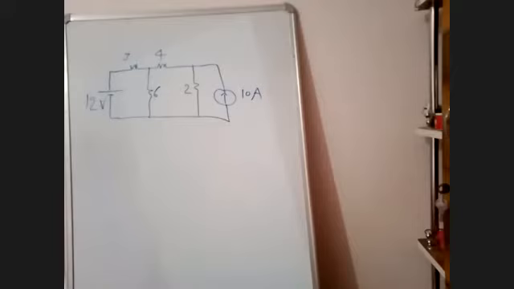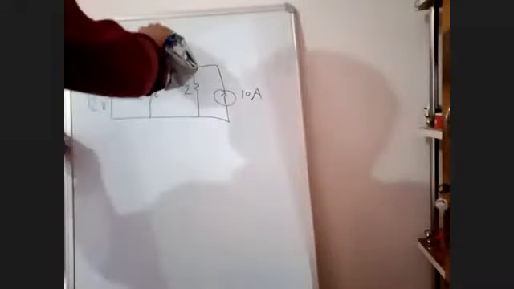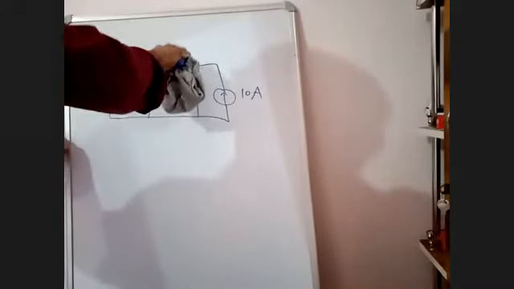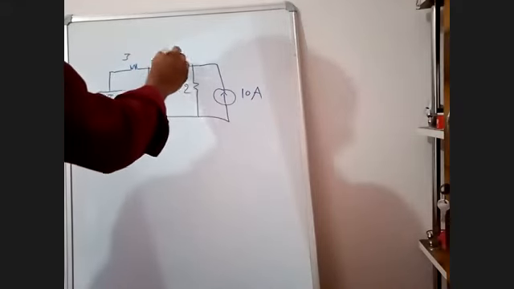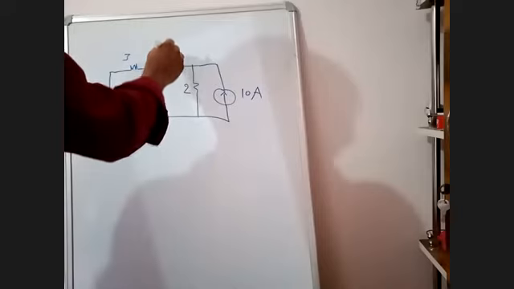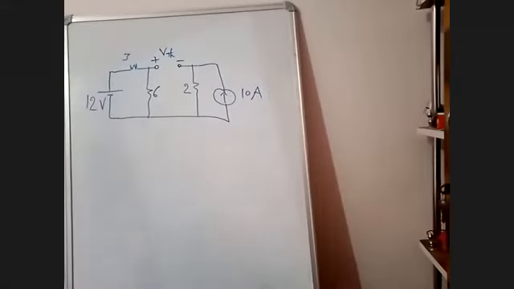Okay, what is the first step? Remove the resistance in the branch through which we have to determine the current. Which resistance do you have to open? 4 ohms. Okay. Draw this circuit. We have to determine VTH now.